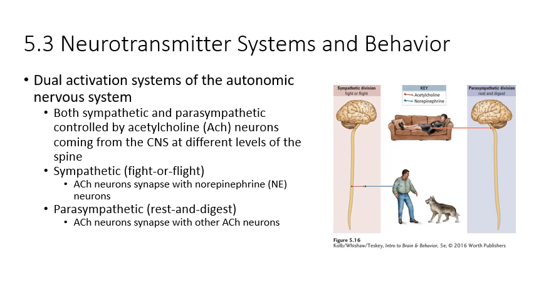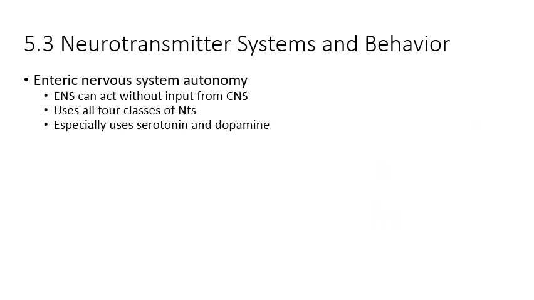Within the ANS, the autonomic nervous system, both the sympathetic and parasympathetic subdivisions are controlled by acetylcholine neurons coming from the central nervous system at different parts of the spine, as you can see in the figure to the right. In the sympathetic nervous system, which you might remember is the fight or flight part of the nervous system, acetylcholine neurons synapse with norepinephrine neurons, whereas in the parasympathetic, which is the rest and digest part, acetylcholine neurons synapse with other acetylcholine neurons. The enteric nervous system acts with autonomy, so the ENS can act without input from the CNS. It uses all four classes of the neurotransmitter, but serotonin and dopamine are particularly prevalent.